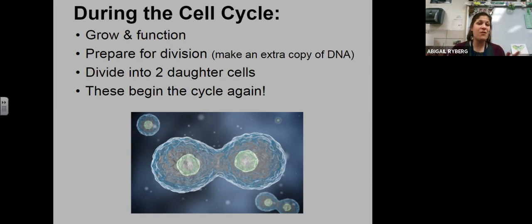So like right now, a Miss Ryberg cheek cell wants to make a new cheek cell because we're constantly making cheek cells. So a Ryberg cheek cell right now is replicating the DNA, and it'll eventually have double the DNA crammed in there and eventually divide. And that way, the two new cells each have a complete set of Ryberg DNA. So those two daughter cells have complete sets, and then eventually the cycle will begin again.